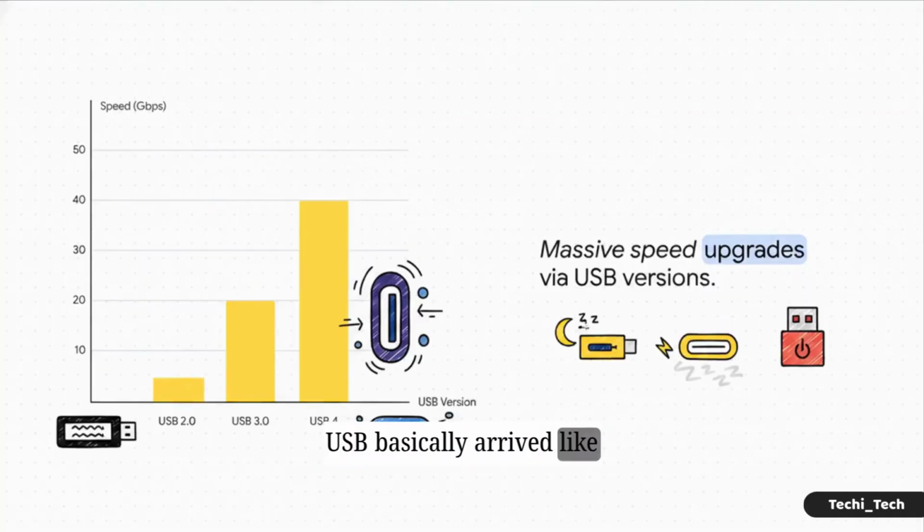USB basically arrived like a hero to rescue us from that 90s spaghetti mess. You remember how it evolved, right? From the classic flat Type A we plugged into everything, to the bulky Type B for your scanner, straight into the modern marvel that is the USB-C oval. It's totally reversible, slides in perfectly on the first try every single time.